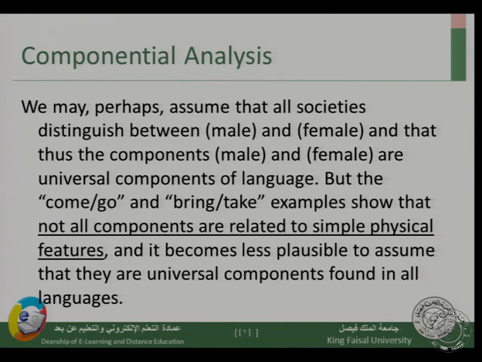So it becomes less plausible to assume that they are universal. So these might not be universal to all languages based on what we saw, that we can't really give them a label. There is no easy label to give them. So we can assume that these are not universal components that we find in all languages. We'll get back to the topic of universal components, universal semantic features, in the next lecture.